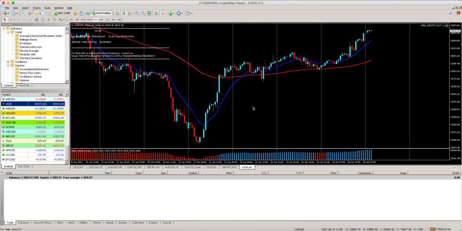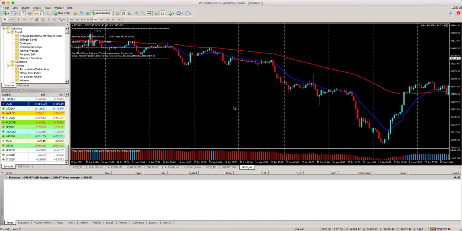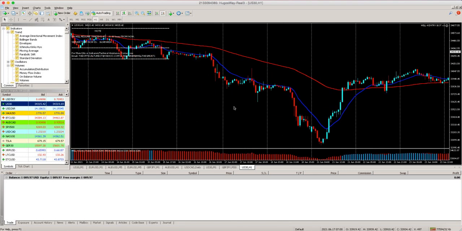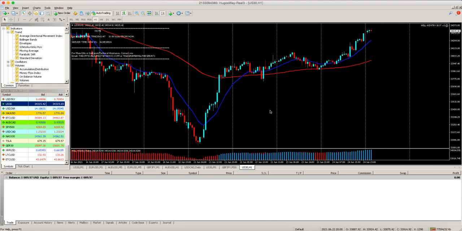So what the EMAs are for, guys? The EMAs are for this reason. It's extremely powerful on higher time frames. So I'm gonna break it down on the hour chart since it's more clean.